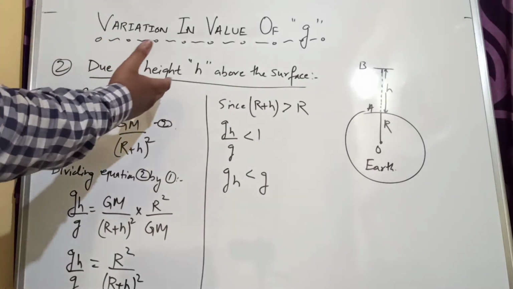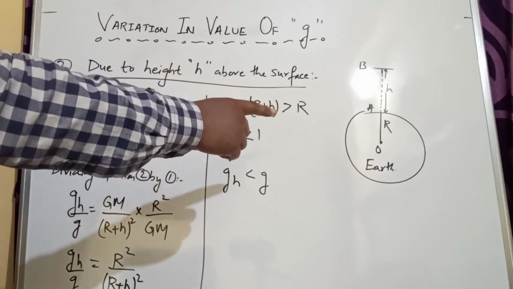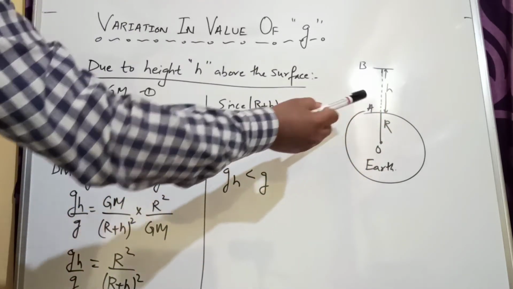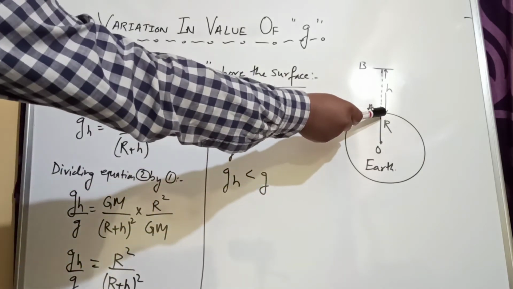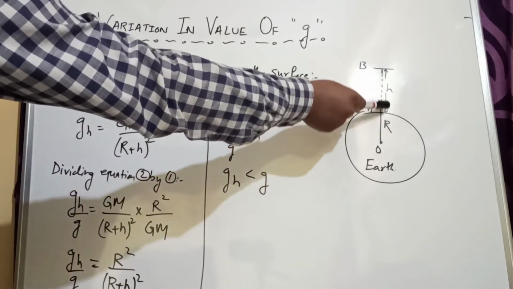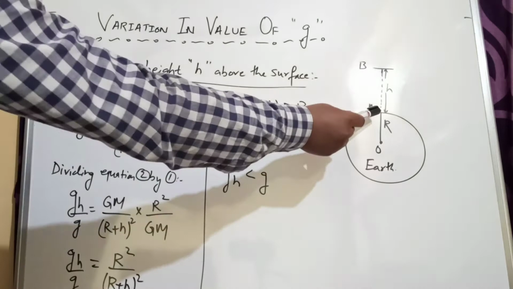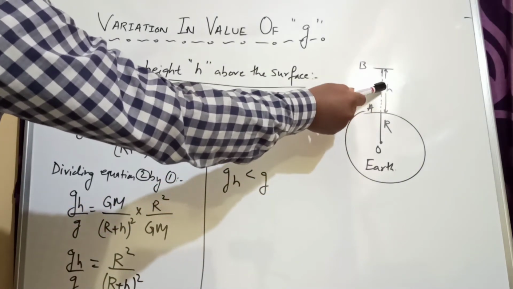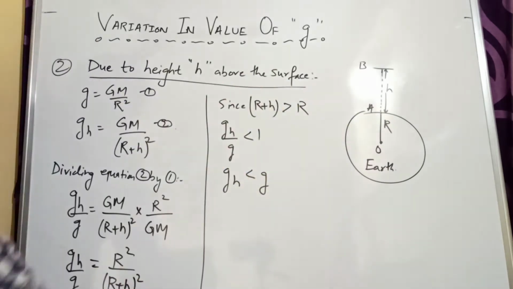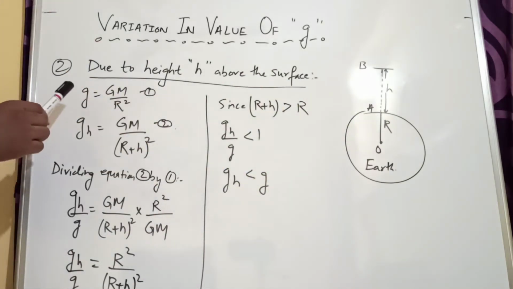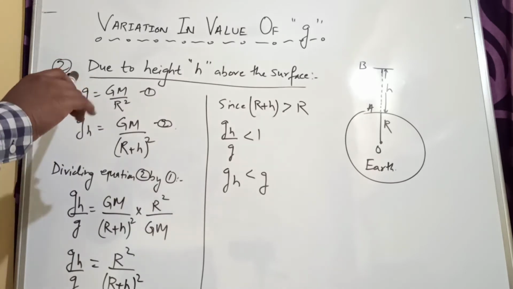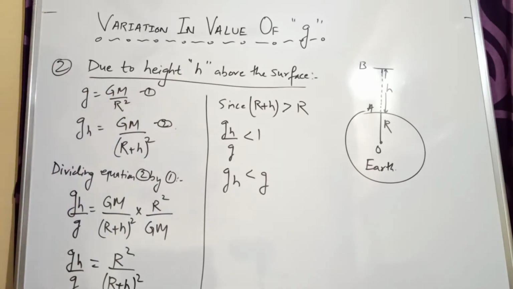Variation in the value of g due to height h above the surface of Earth. See, this is your Earth, and we are taking the object at a height h from the surface of Earth. This is the surface of Earth and the object now is here, and this height above the surface of Earth is h and the radius is your capital R. Now see, g is equal to GM by r square. This is the normal equation of calculating small g. This is your equation number 1.